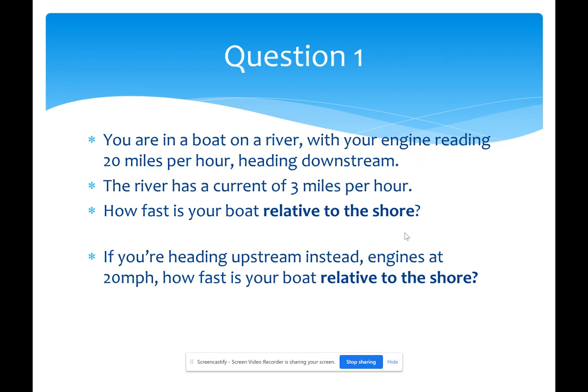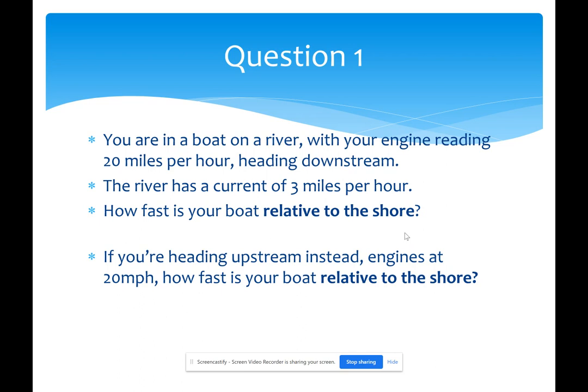Think about it for a second. Well, the correct answer is 23 because you're going 20 miles per hour downstream, but the river is also pushing you at another 3 miles per hour downstream. So your boat is going 23 miles per hour to somebody on the shore observing you. You know, they could have a radar gun and they could tell that.